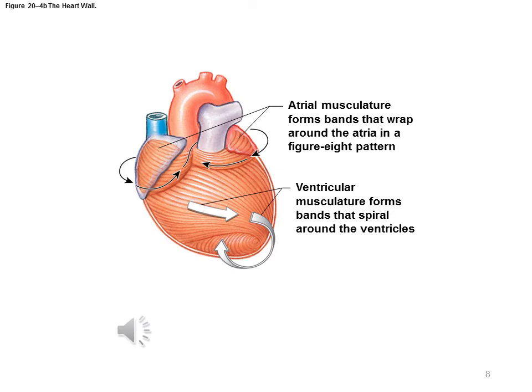If we take a look at the heart wall, a little bit closer look at the musculature, you have atrial musculature that actually forms a band around just the atria, and then you have the ventricular musculature, and this actually forms like a spiral band around the ventricles. And the reason this is important is because of the contraction of the heart. So if you can kind of think about wringing out a washcloth, think about that contraction. It's contracting around the ventricles, and then it's contracting around the atria. So the musculature is quite important.